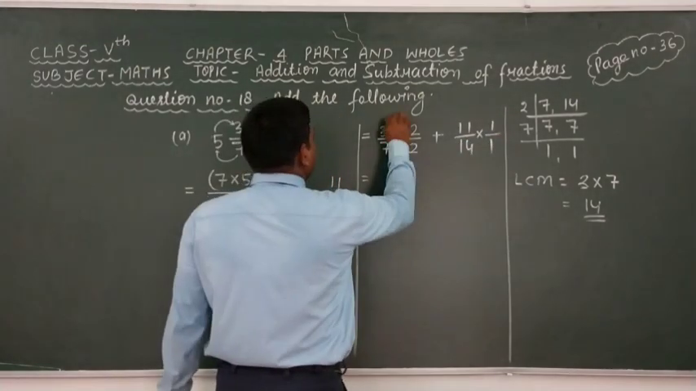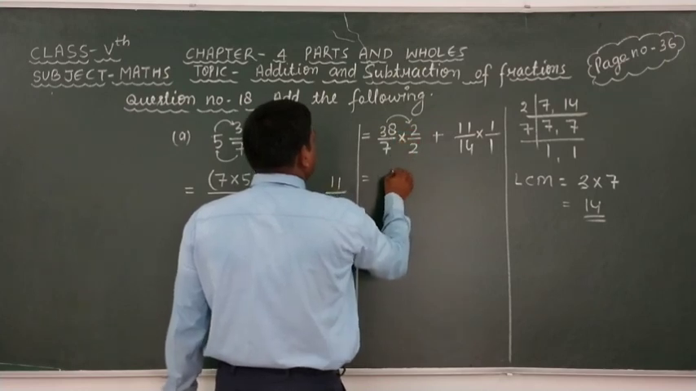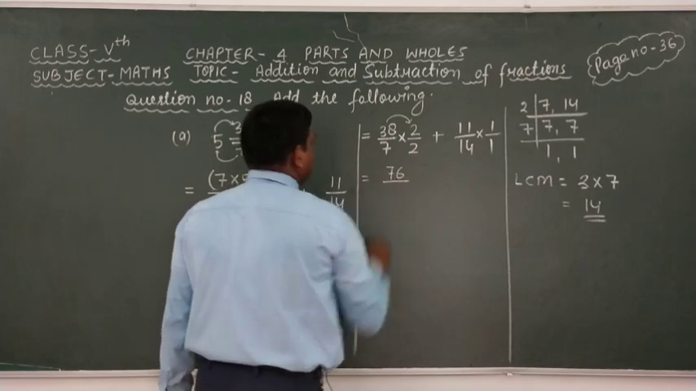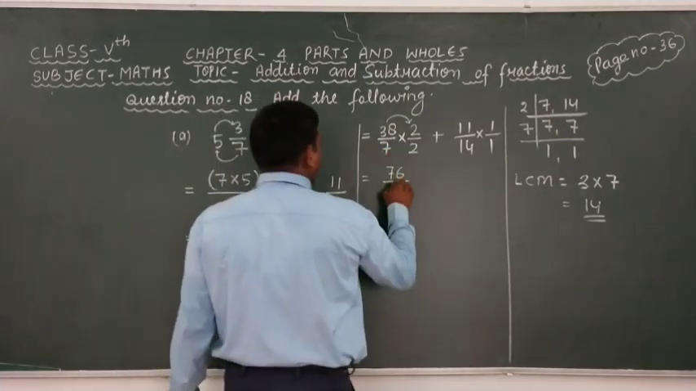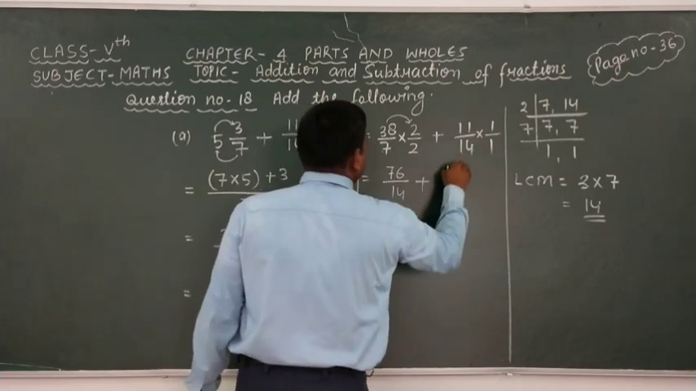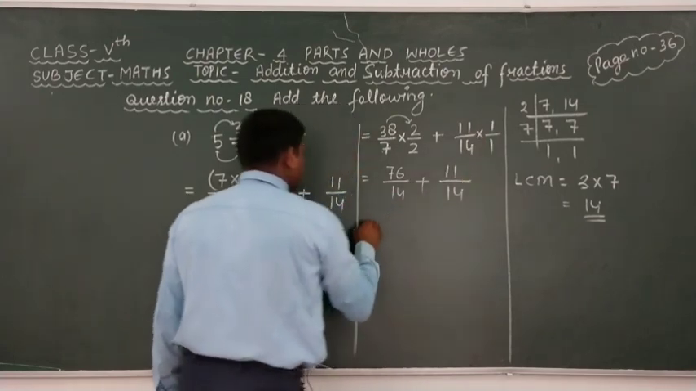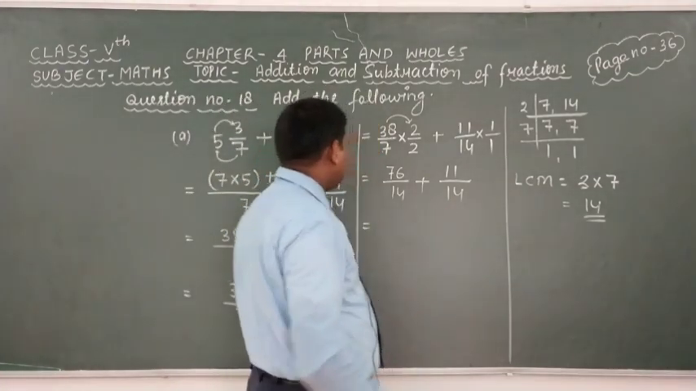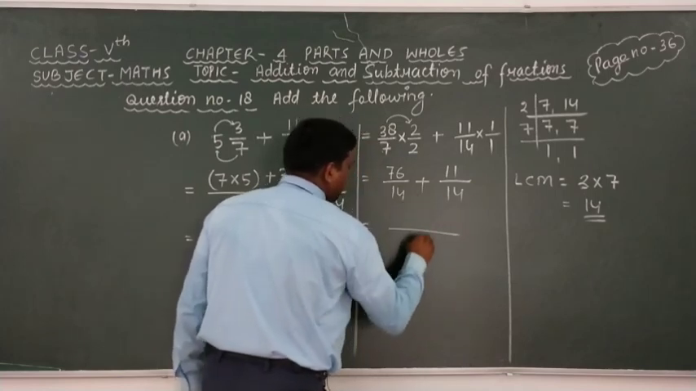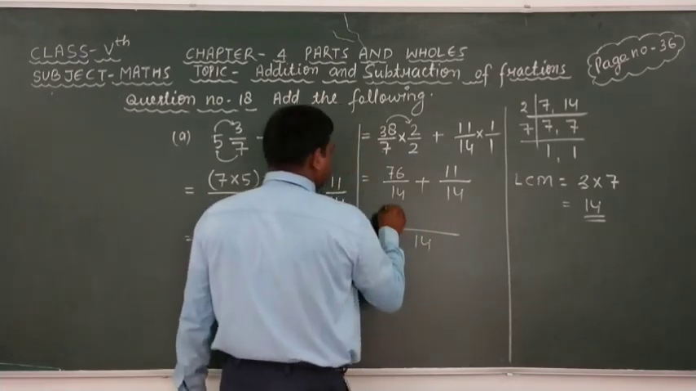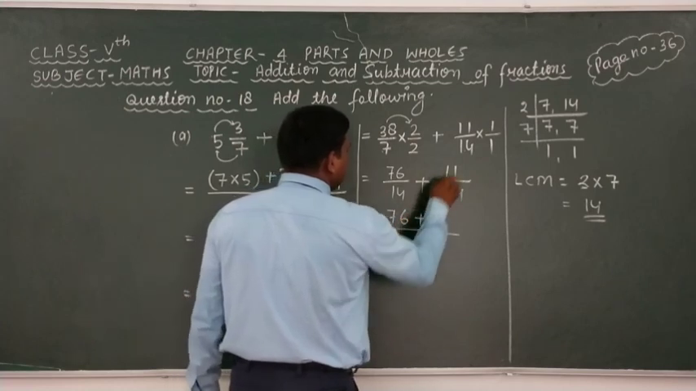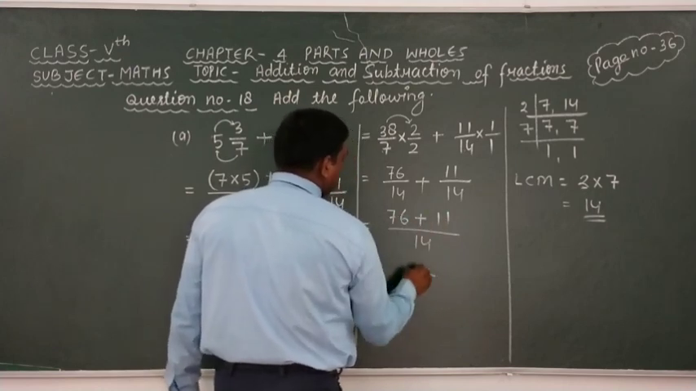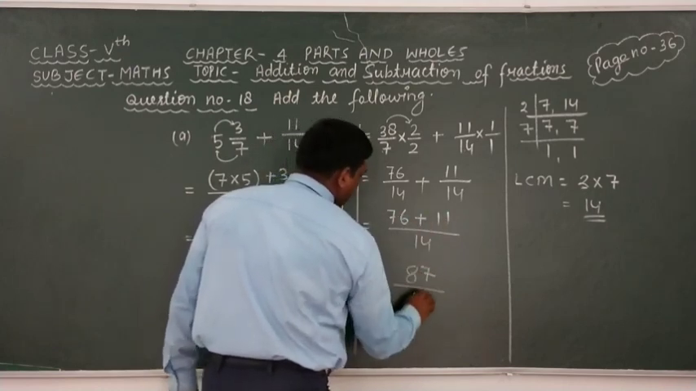8 twos are 16, write 6 carry 1. 3 twos are 6 plus 1 is 7. 7 twos are 14 plus 11. 1 times 11 is 11 and 14 times 1 is 14. Friends, here we get 14 as the same denominator. Understand? Then we take 76 plus 11. 6 plus 1 is 7 and 7 plus 1 is 8, over 14.